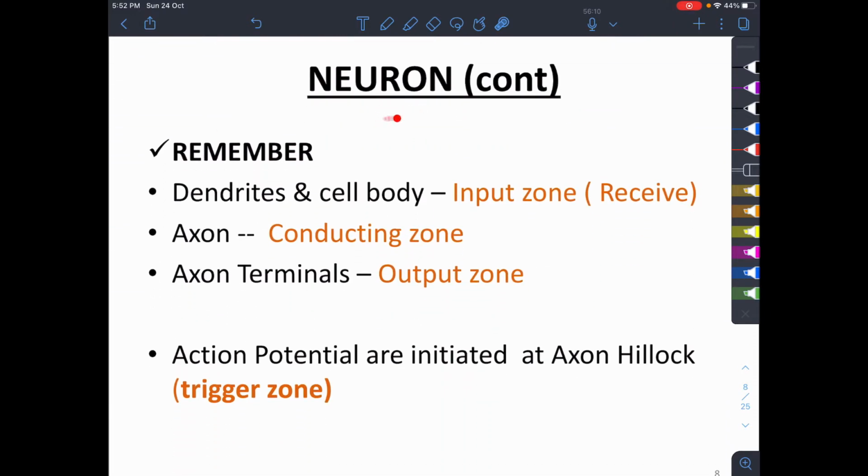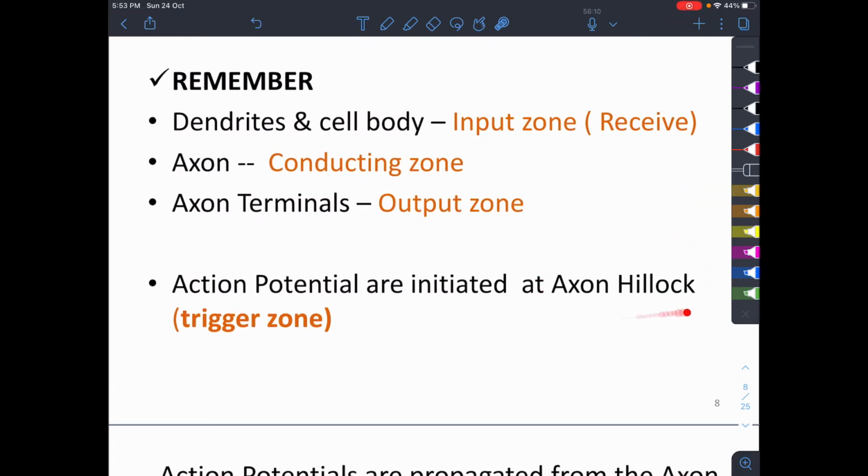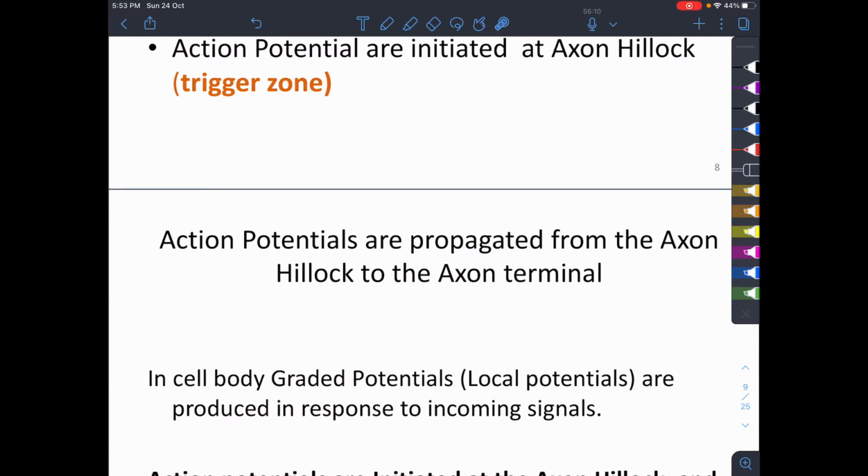A neuron, remember: the dendrites and cell body are the input zone, the axon is the conducting zone, and the axon terminal is the output zone. Action potentials are initiated at the axon hillock. The triggering zone is the axon hillock, which connects the cell body to the axon.